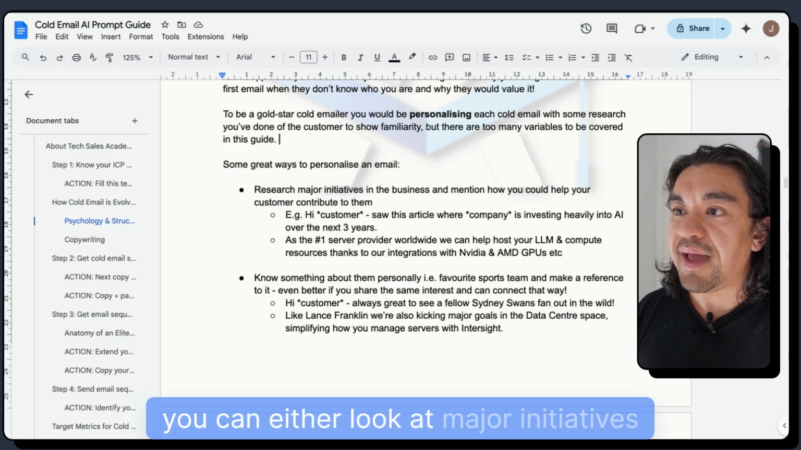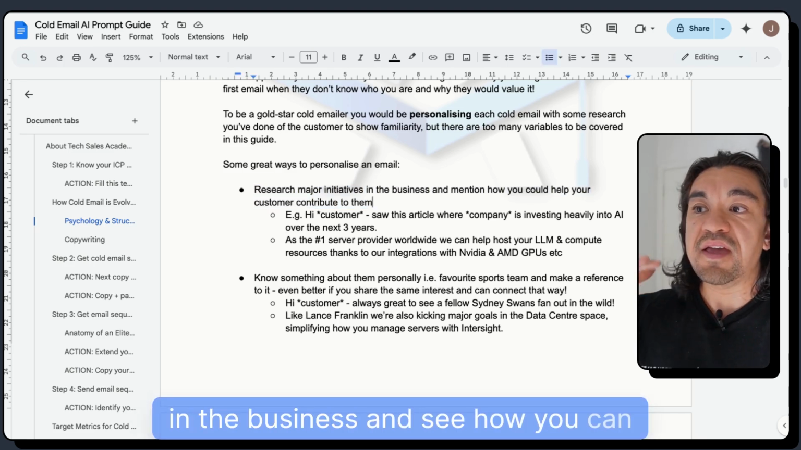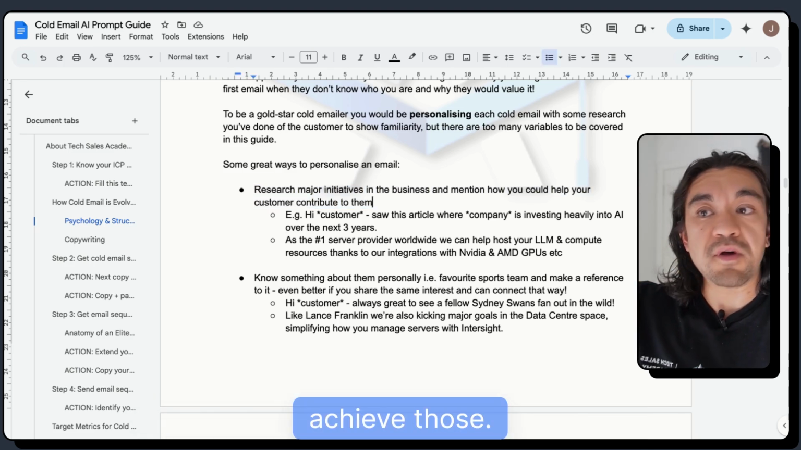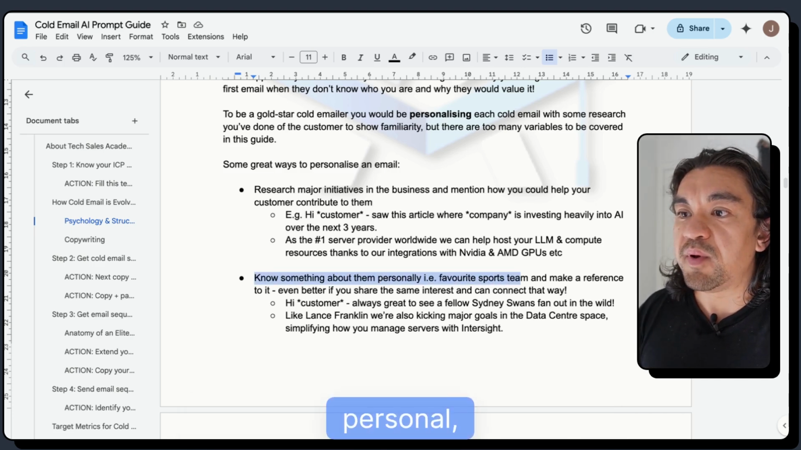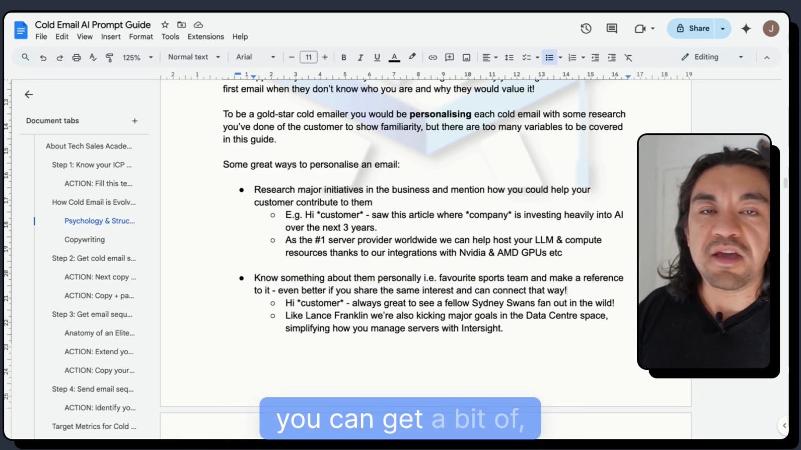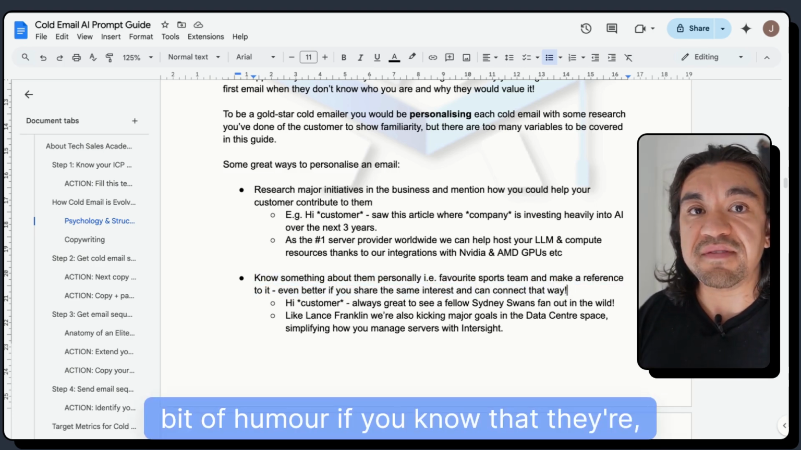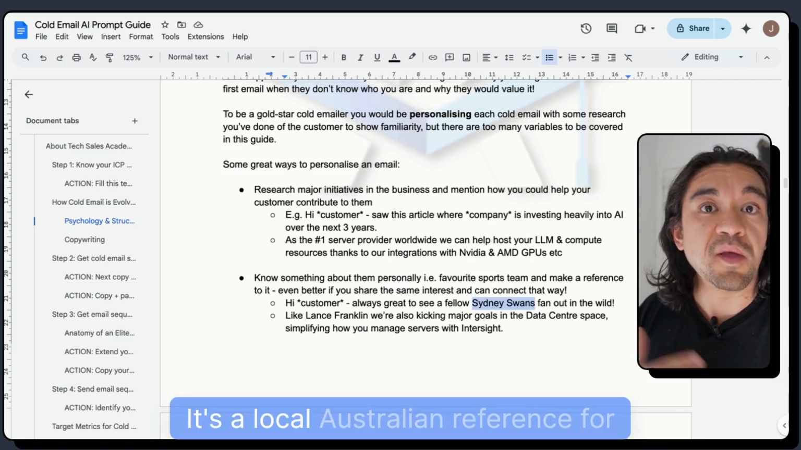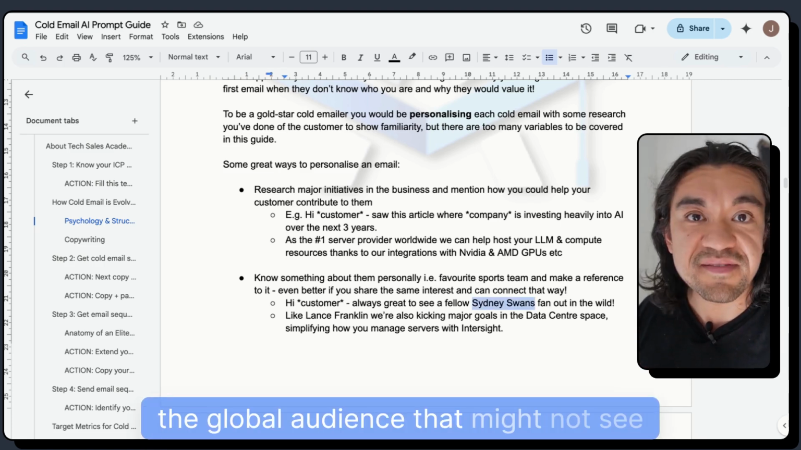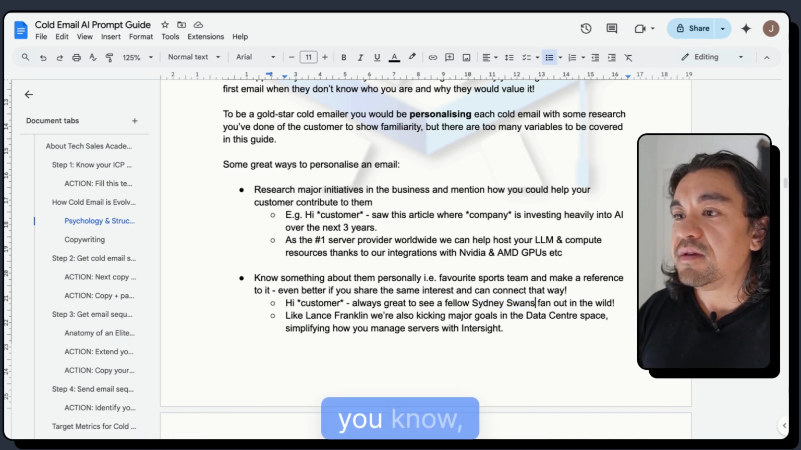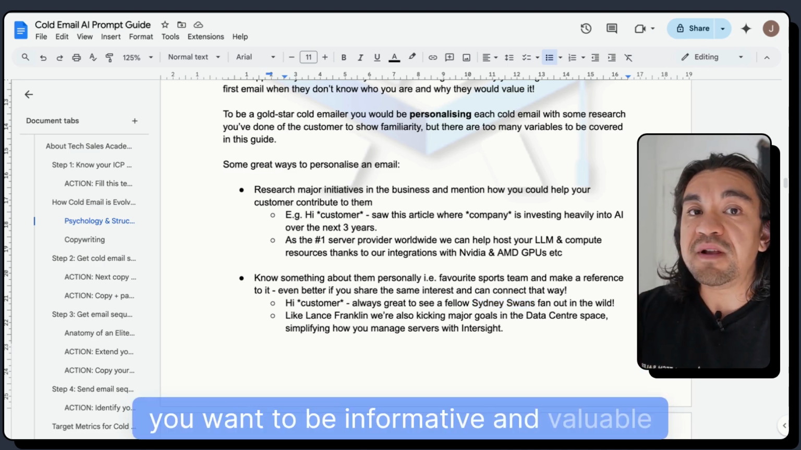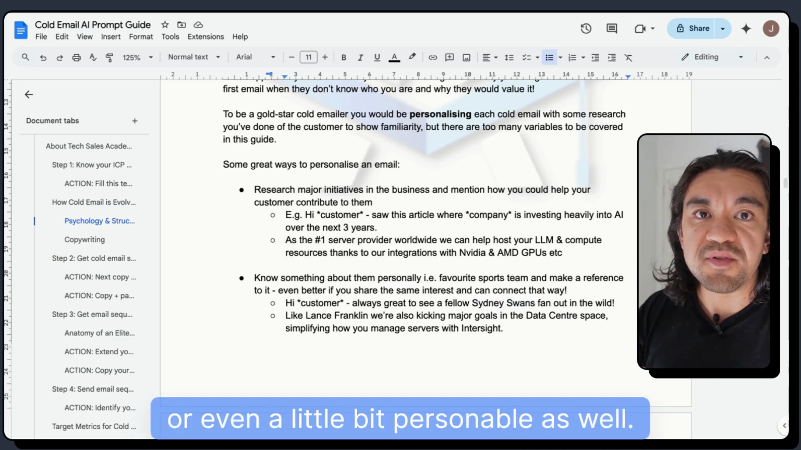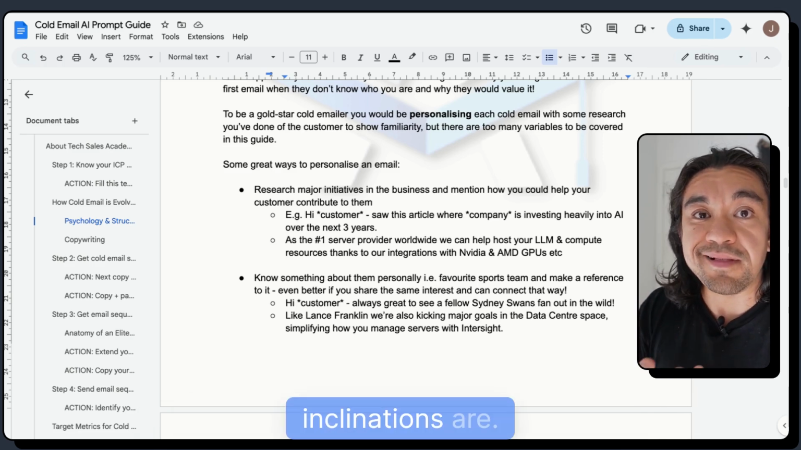You can either look at major initiatives in the business and see how you can contribute to those and help them achieve those, or if you want to get a little bit personal, a little bit more lighthearted, you can go a bit of humor if you know that they're a fellow sports supporter, Sydney Swans. It's a local Australian reference for the global audience that might not understand that. Again, you want to be informative and valuable, or even a little bit personable as well. Depends on what your personal inclinations are.